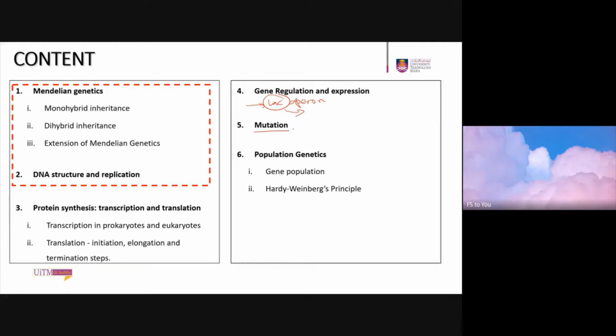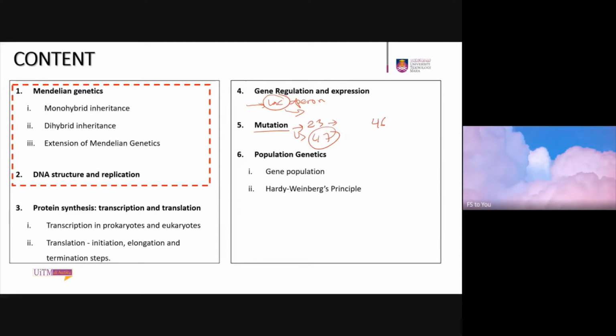Kita manusia ni, kita ada 23 pairs of homologous chromosome. So total kita ada 46 chromosomes. Tapi kalau Down syndrome dia akan ada 47 chromosome, sebab kromosom yang ke-21 ada 3 kromosom. Itu contoh genetic disorder lah.